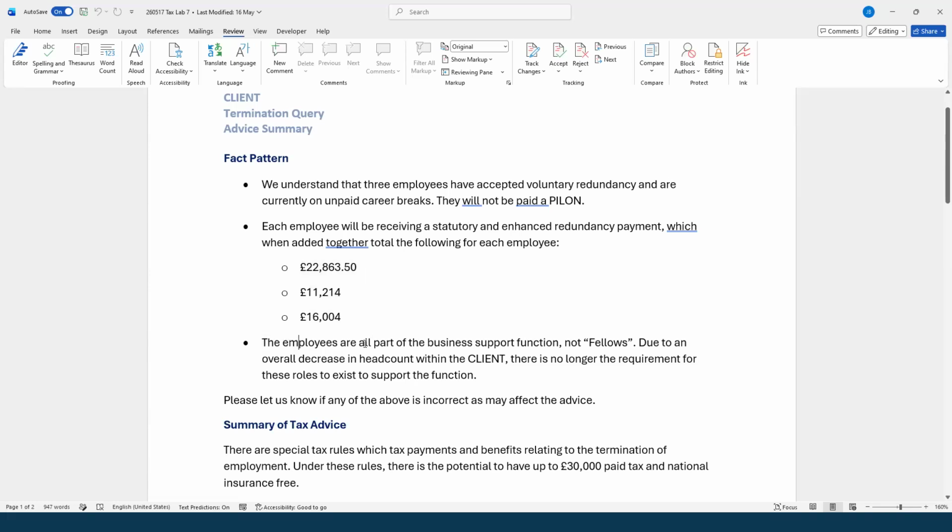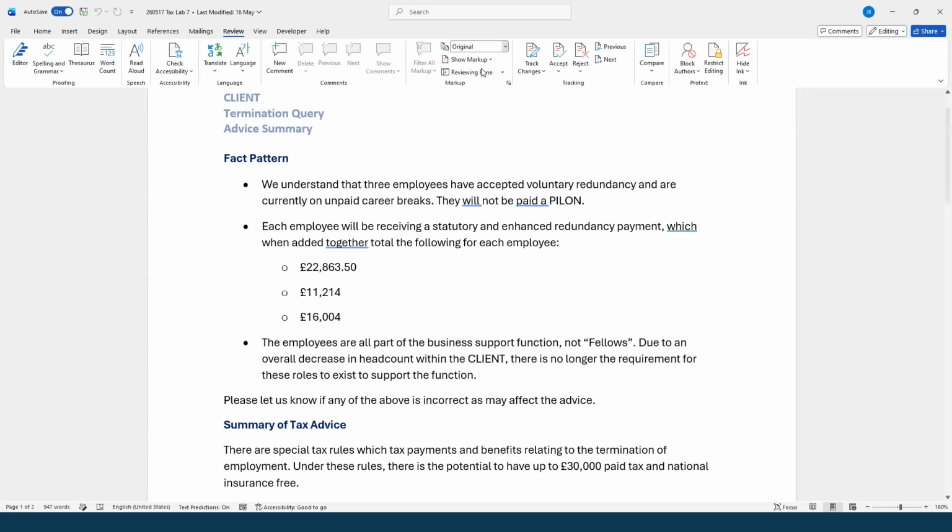Another fact then: the employees are all part of the business support function, not fellows. Due to the overall decrease in headcount with the client, there is no longer the requirement for these roles to exist to support the function. Just to clarify, this is an education provider, and they had these people called fellows. They were essentially academics, I suppose, and then the business support function supported the academics. Again, the client has to know what's meant by that because it's their terminology.